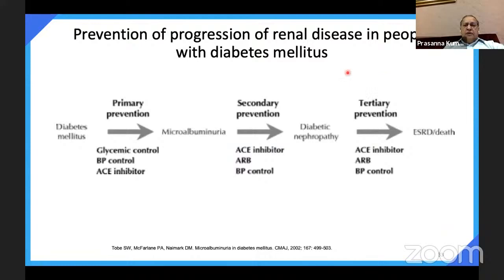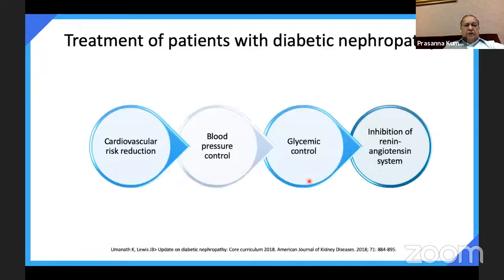Now, when to refer a patient. Prevention of progression of renal disease in people with diabetes: primary prevention is good diabetes and BP control. Put every patient with diabetes on an ACE inhibitor unless they have a contraindication. Then if they develop microalbuminuria, it is secondary prevention, that is good BP control, and you see ARBs as well as ACE inhibitors. If nephropathy develops, it is tertiary prevention, because ultimately it will be end-stage renal disease or death. So I have to refer the patient at this stage, when they have microalbuminuria, to a nephrologist for further investigation and proper treatment. So how to treat diabetic nephropathy? Most important is cardiovascular risk reduction, because nephropathy and cardiac disease is a double trouble.